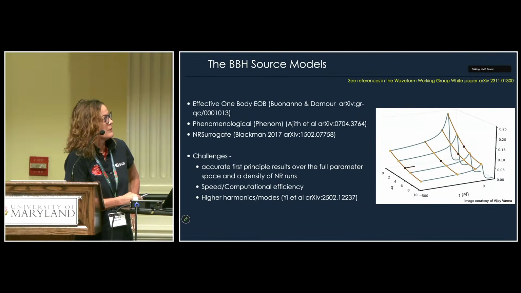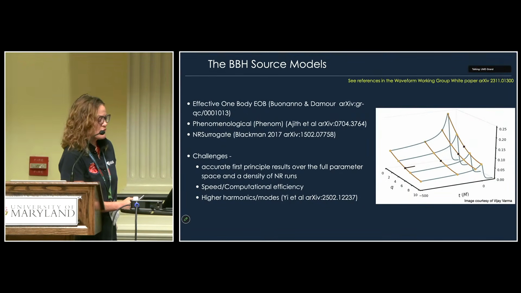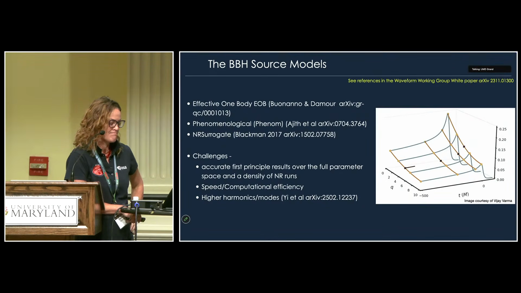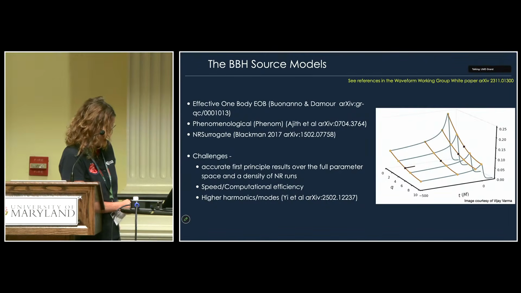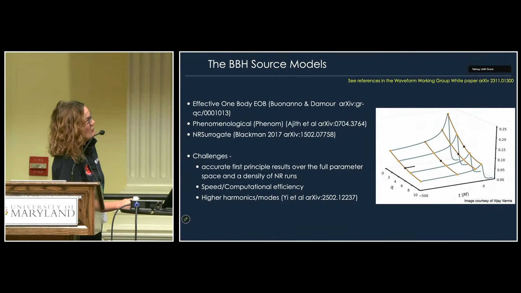So this plot is from Vijay Varma's website. If you haven't seen his website, he has some beautiful movies there showing the surrogate approach. This is mass ratio versus time, again in our weird mass units, where you grab these discrete points from numerical relativity and then you interpolate between them. So there's no approximations in addition to the interpolations. There's no additional errors coming in from making decisions about how you're going to treat the physics.